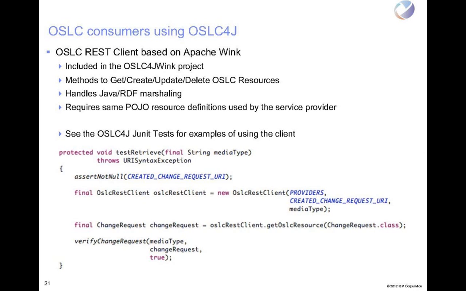You would need to have the POJO representation of the resources, the Java representation, and then the client will handle the marshaling and unmarshaling of RDF XML or JSON to your Java object and back as well. So you could use that to make requests from a service provider to post new resources to the service provider or update them, as well as discover what resources are on the service provider so that you can link to them from your integration.